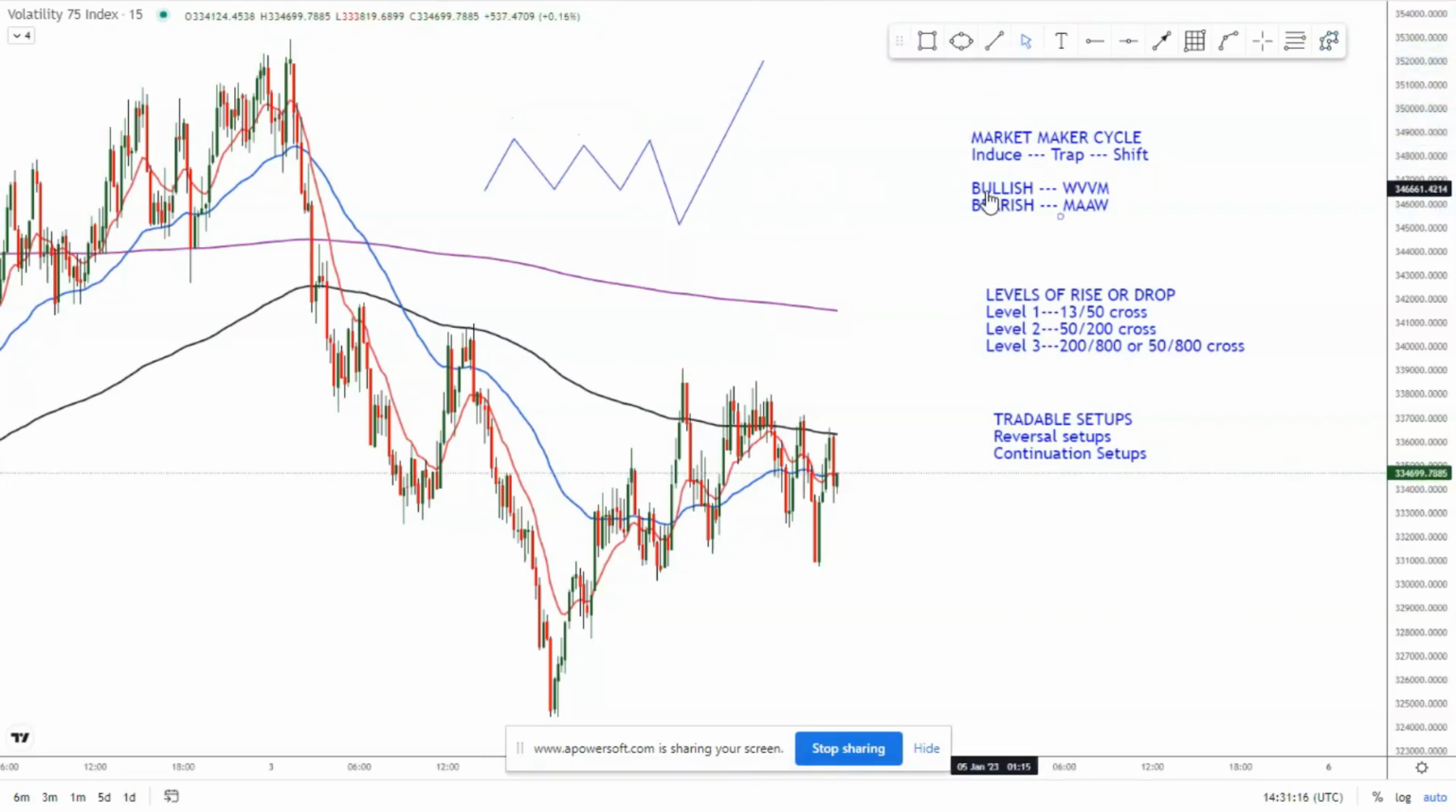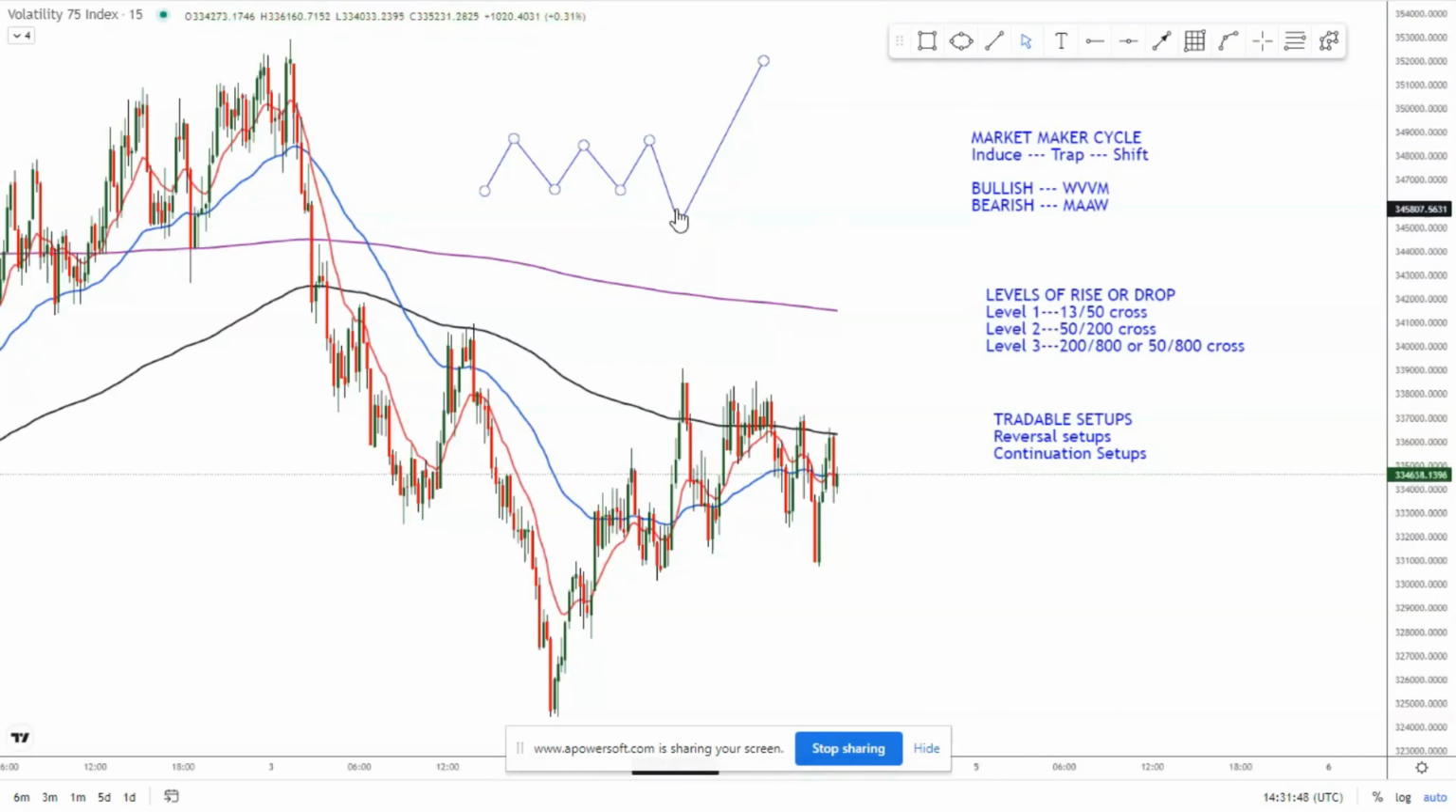So for a bullish market, now let me go here. We've seen induce, trap, shift. So that's why for a bullish market, actually now it says the market has levels. Let me quickly draw. I'm going to be joining points like this part to this part. It says the market has 3 levels: levels 1, 2, 3. But then in reality, normally we have 3 levels, but fewer levels of rise or drop.